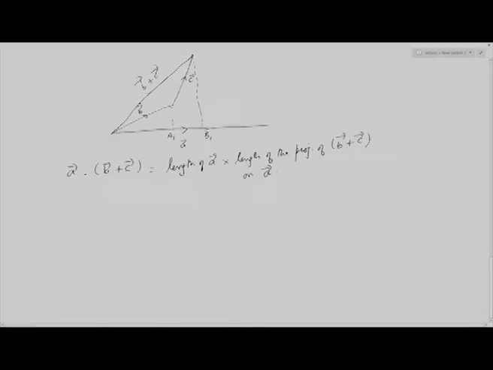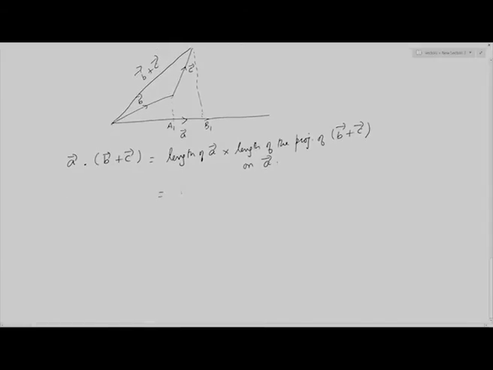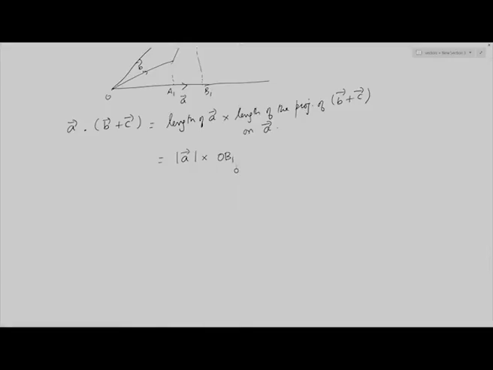Now, length of A means modulus of A, and the length of the projection of B plus C is OB1. This is a scalar quantity, and OB1 can be written as OA1 plus A1B1. So this is equal to mod A multiplied by (OA1 plus A1B1), which is equal to mod A times OA1 plus mod A times A1B1.